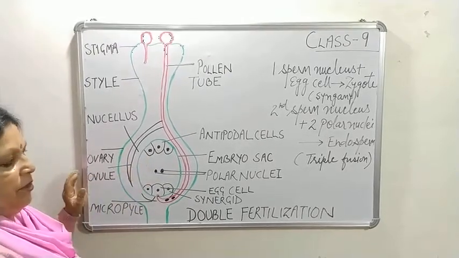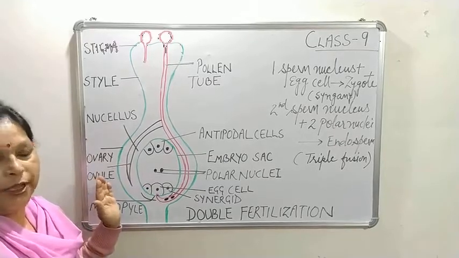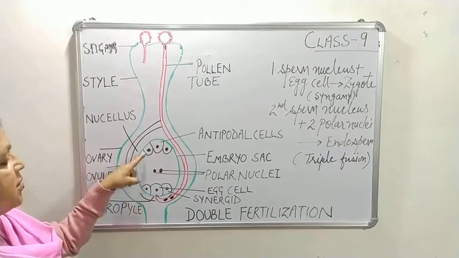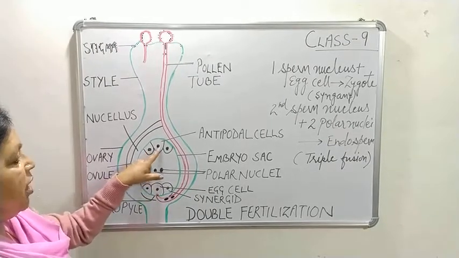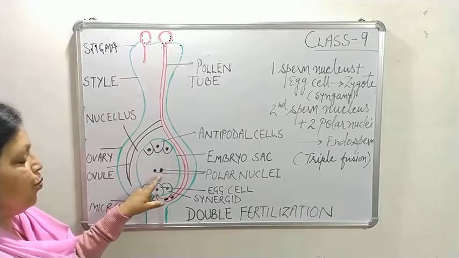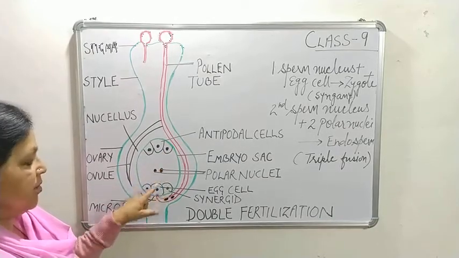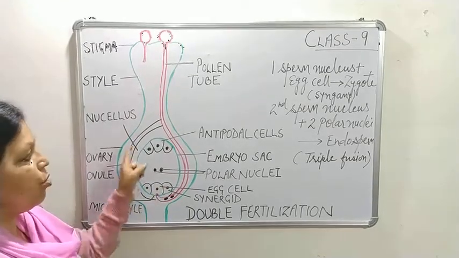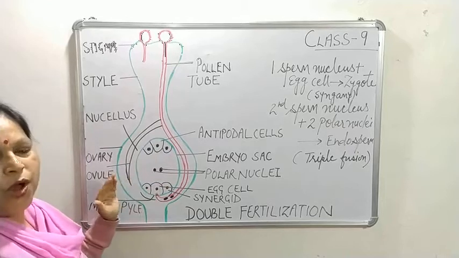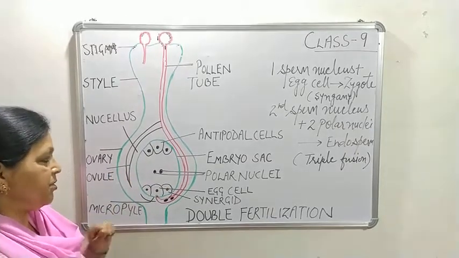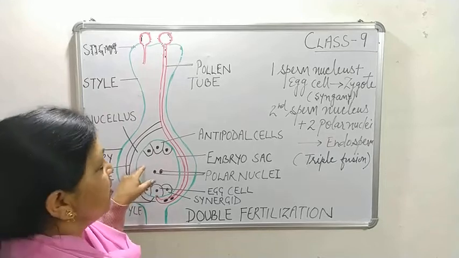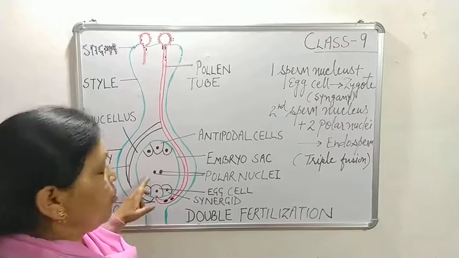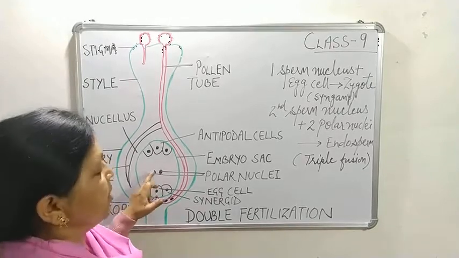Now what will happen? Two fertilizations will take place there. As I had told you about the structure of this ovule, there are 7 cells present: 3 antipodal cells, 2 polar nuclei in the central cell, and 1 egg cell and 1 synergid. So in all there are 7 cells present. Now how will the process of fertilization take place inside this embryo sac?